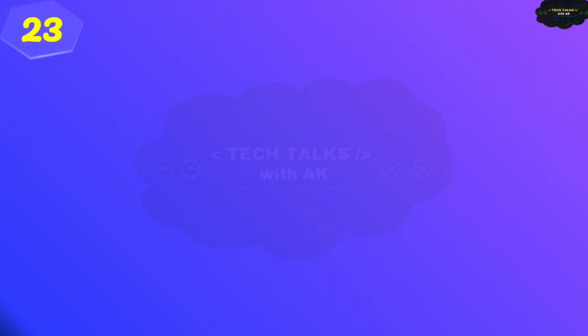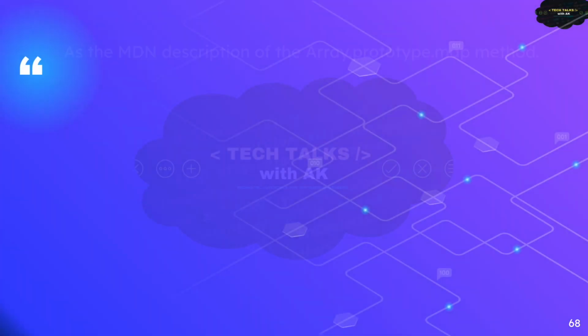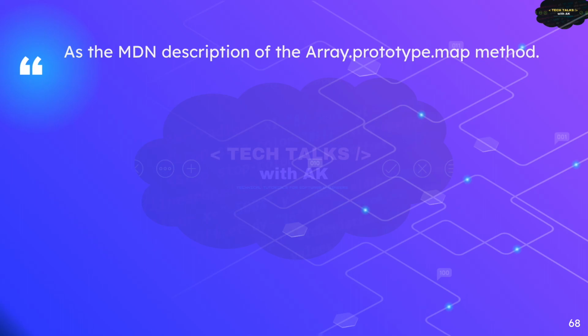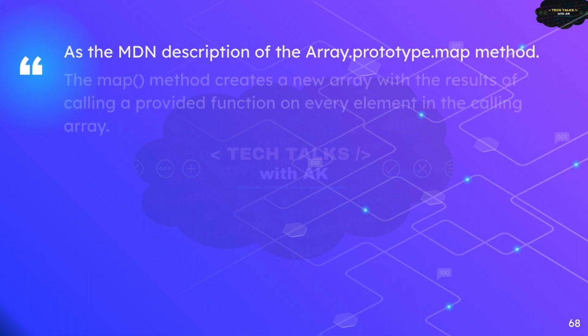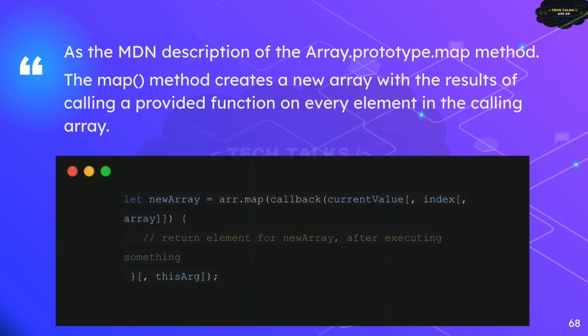Next question in the series is, please implement the Array.prototype.map method by hand. And the answer is the MDN description for the Array.prototype.map method. The map method creates a new array with the result of calling a provided function on every element in the calling array. The syntax of the map method is this. And it returns an element for the new array after executing something, and that something is defined by us.